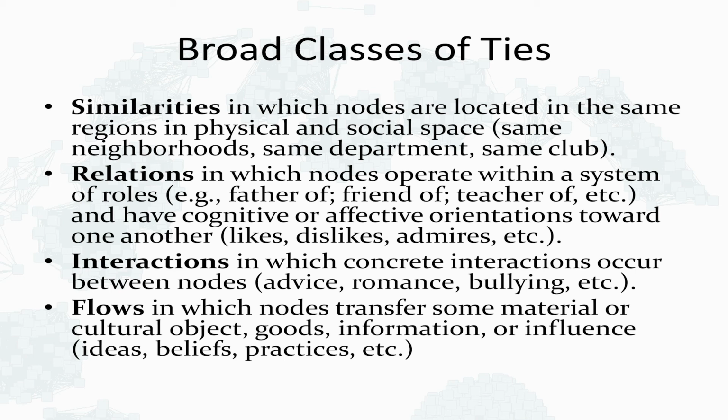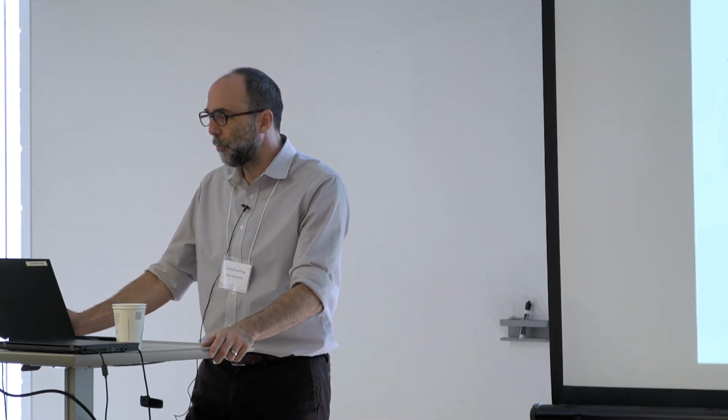modal high school. So again, you have to think about what kinds of things you want to gather data on. Is it co-location, similarities, relations, interactions, flows? My advice to you is if it's possible to get it at a level of less aggregation, you should go for it.